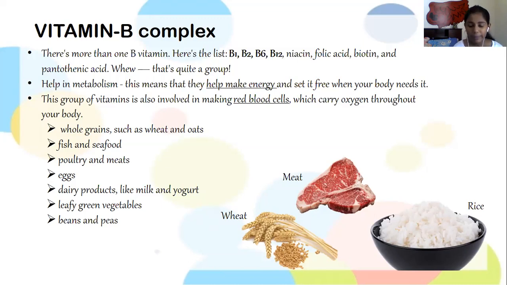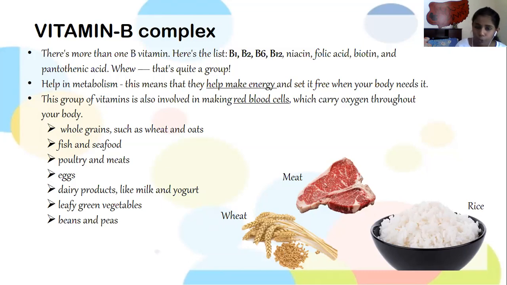And what does vitamin B do? It helps in the metabolism of your body. This means they help us make energy. And what do we use energy for? We use energy for all the daily activities we do, and even the processes that take place in your body. We have respiration, circulation, excretion, digestion. All these processes are happening simultaneously in your body, and all these processes need energy. And where do we get this energy from?